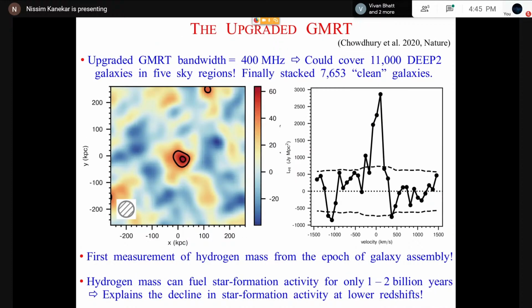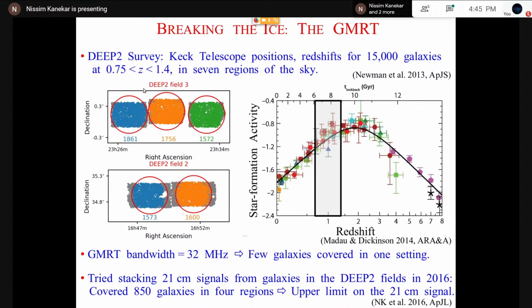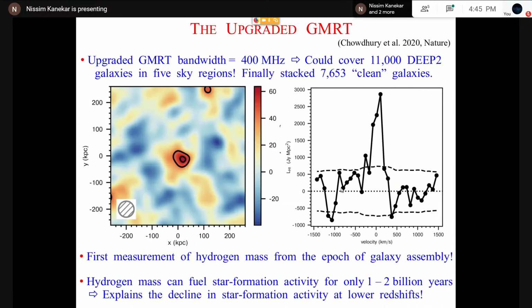And then the upgraded GMRT came along. The upgrade was finished in 2017, and the upgraded GMRT gave you a bandwidth of 400 megahertz. The 400 megahertz meant that now suddenly we could cover this entire redshift range going from a redshift of 0.7 to 1.4 in one setting. And that was spectacular. So we had new receivers which let us cover this whole frequency range in one shot, and we had this new correlator which let us correlate the entire bandwidth in one shot.